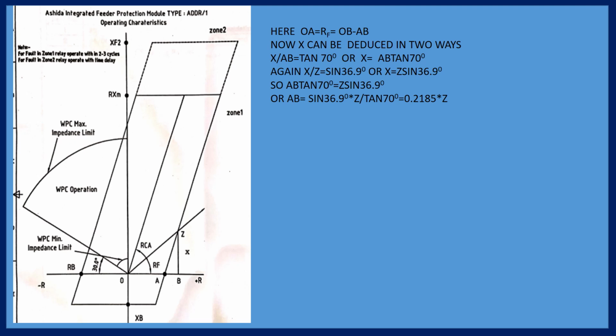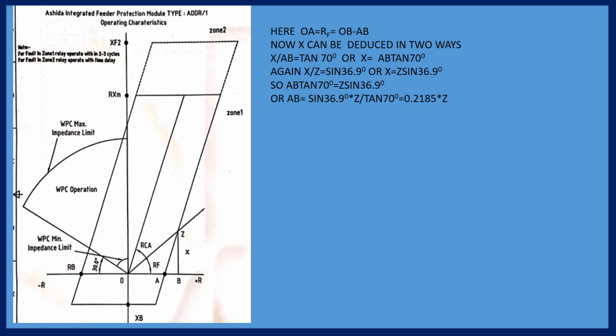So there is a query why Z is multiplied with 0.2185. It is from the equation of the diagram. If you solve the two triangles, then it will come out. I have told that I will clear it. And in the Ashida manual also you will get it.